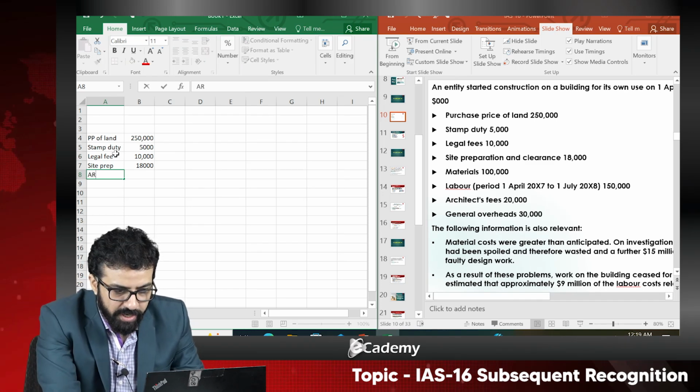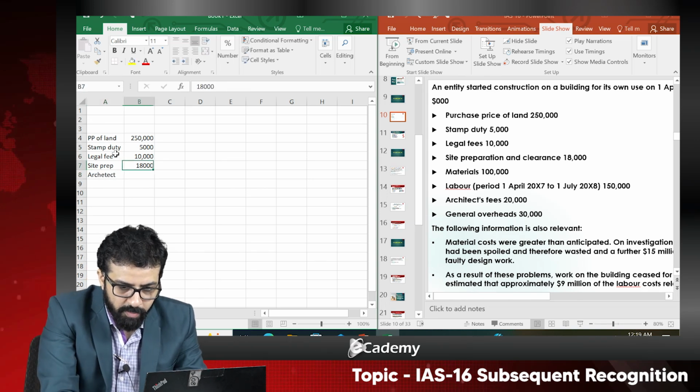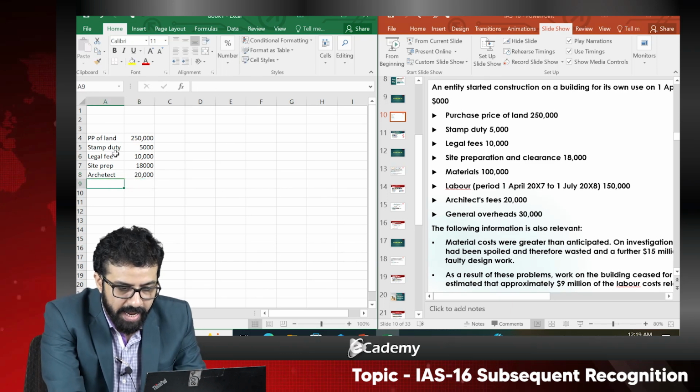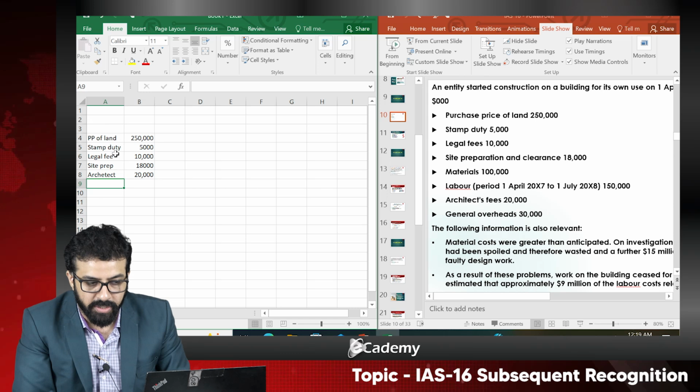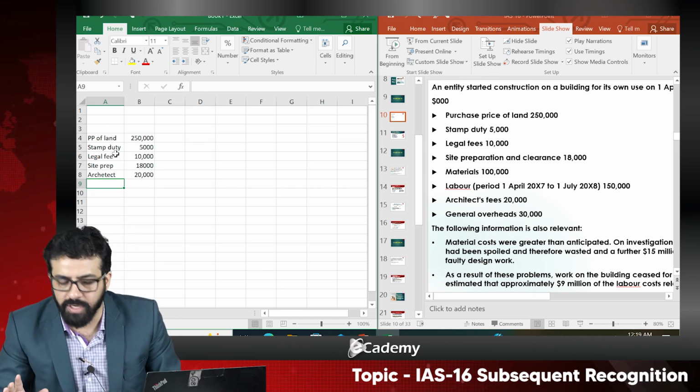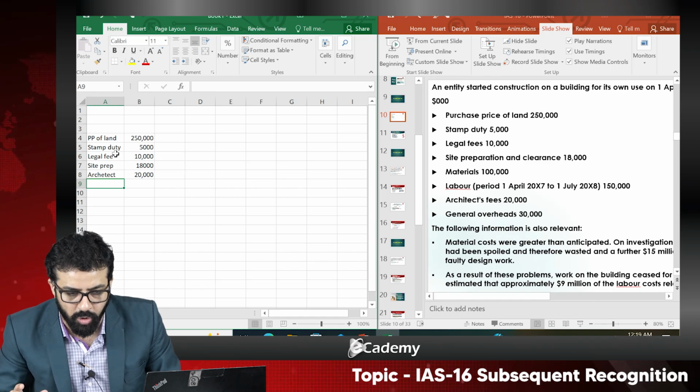So architecture fee, definitely we will take the architect fee. Sorry about my spelling, I'm not focusing on the spelling, I'm just focusing on solving the question. And the architectural fee, we will take the 20,000. So this is the direct fee, and definitely we will take all this cost into the component of cost.